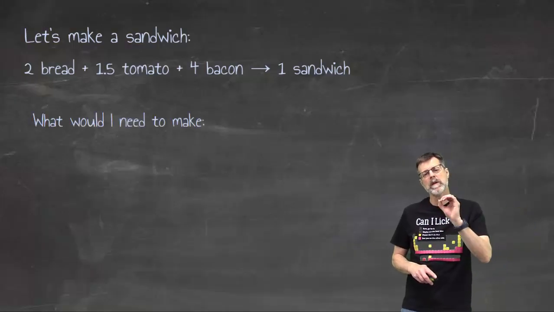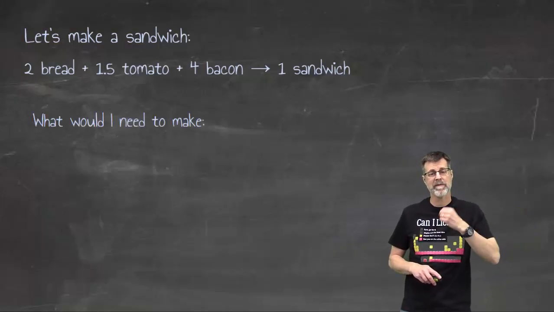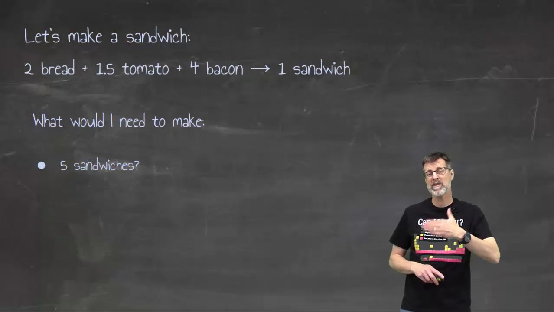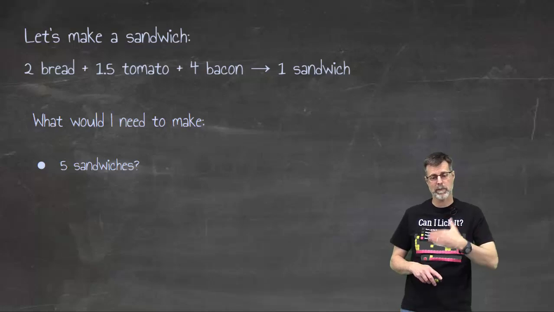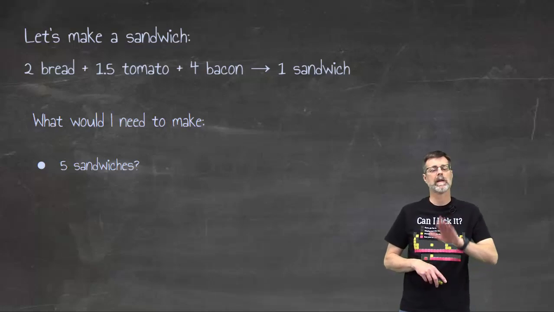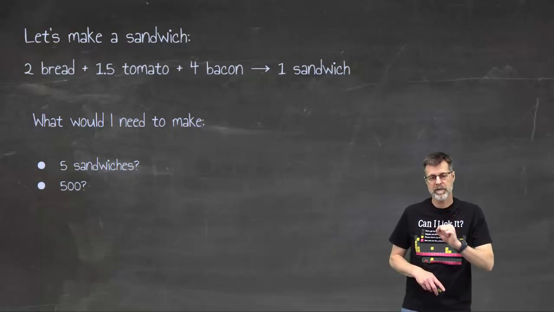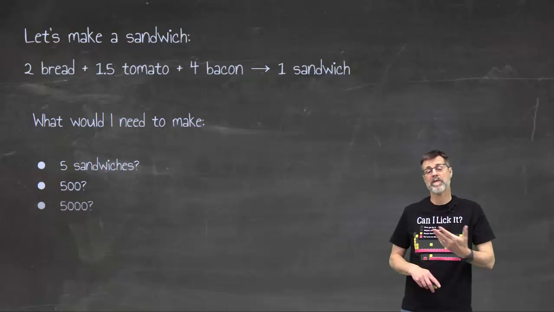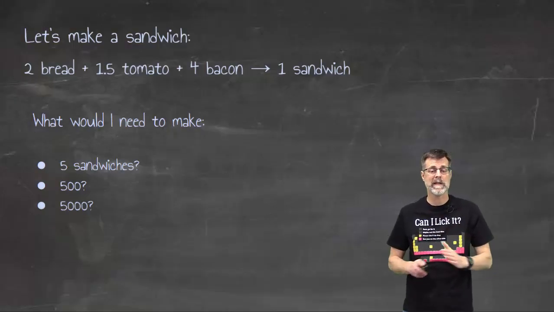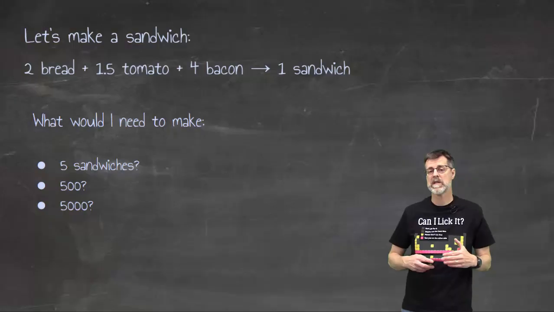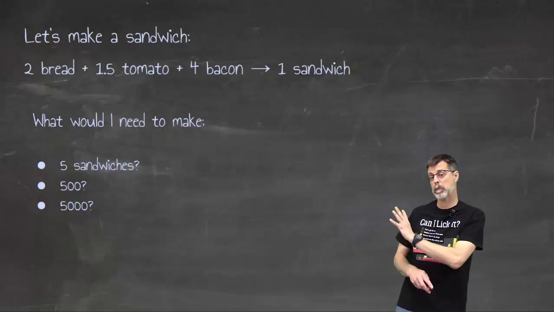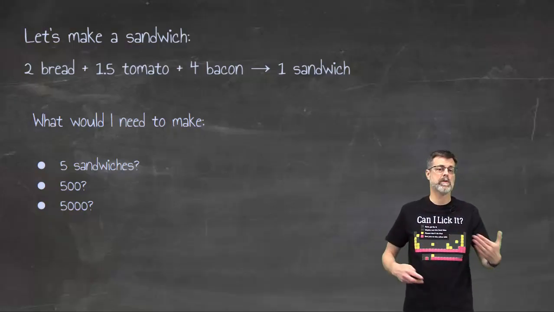But the point of what I'm talking about here is if I needed to make more, if I wanted to scale up that recipe and make 5 sandwiches, well then I would need 10 slices of bread, whatever 5 times 1.5 tomatoes is, and 20 slices of bacon. I'm going to pause there for a second and think about that much bacon. If I want to make 500 sandwiches rather, or 5,000 sandwiches, the recipe would stay exactly the same, and all I would do is scale it up. I would take exactly the same proportions and apply it to new amounts.